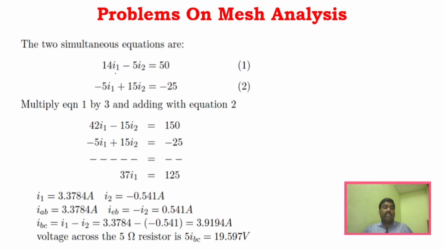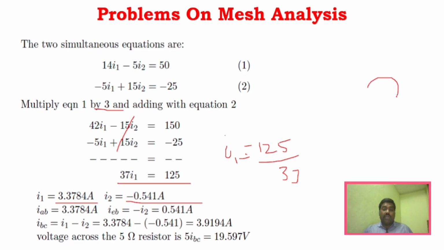I'm going to multiply equation 1 by 3 so that I can cancel the I2 term and find I1. I1 is equal to 125 divided by 37, so you will get around 3.378. And if you substitute this I1 in this expression or in this expression, we can find I2, which is minus 0.541. It is a negative sign, and we are considering everything in the clockwise direction, so you can neglect the negative sign, or you can keep it the same.